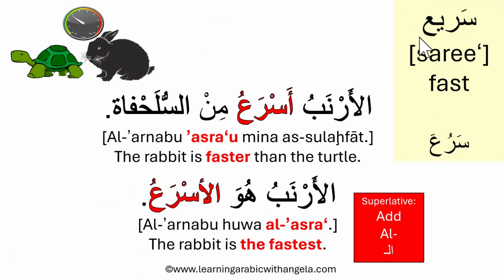If we look at سريع, fast, and that comes from a three-letter verb, سرع, to hasten or be fast or quick. الأرنب أسرع من السلحفاة. So the rabbit is faster than the turtle. So أسرع, أفعل, سريع, أسرع, أفعل. Same way we form the comparative. Now if I want to say the rabbit is the fastest, we say هو الأسرع. We add ألف لام. الأسرع. So it becomes al-af'al. Very easy, very simple.